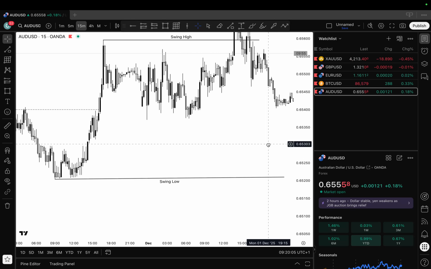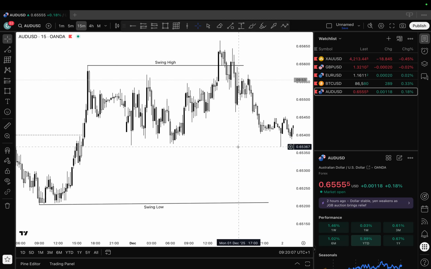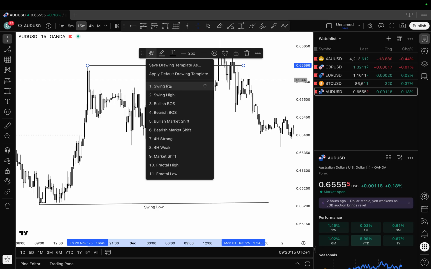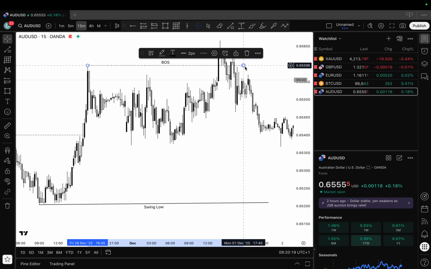So here's a swing structure we've got here, swing low, swing high. We've had a break of structure to the upside. See this big black candle that breaks through, candle closure above the swing high. So we're just going to go bullish break of structure, pull it back to there.